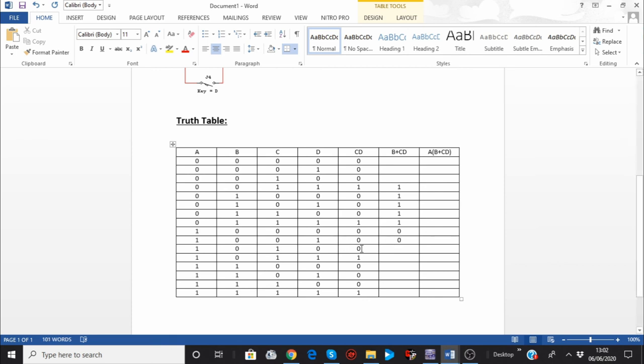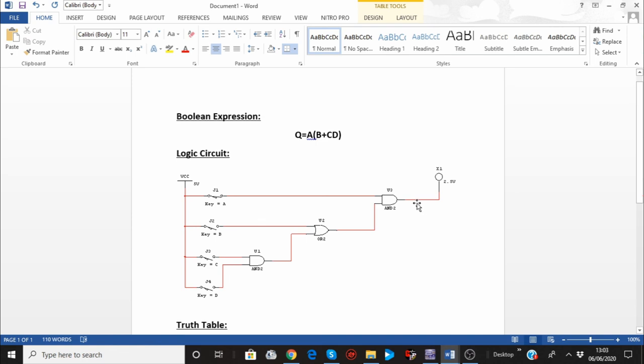And that's 0, B is 0, so again 0. And for this one, CD is 1, so you're going to get a 1 here. The rest, if you notice, B is all 1 all the way, so you can get 1, 1, 1, 1. And D is going to be 0. So we've done that.